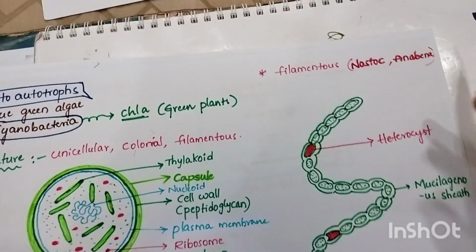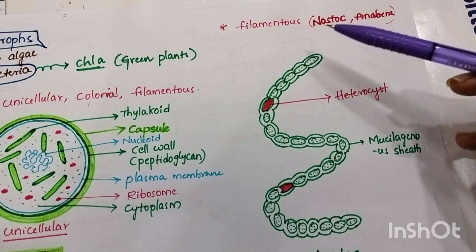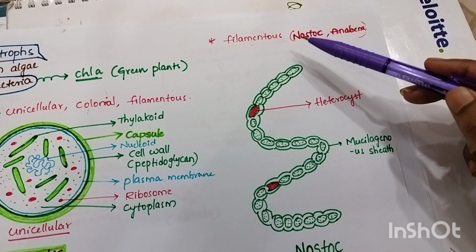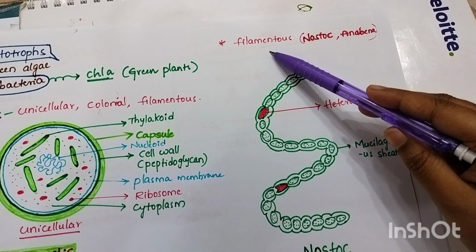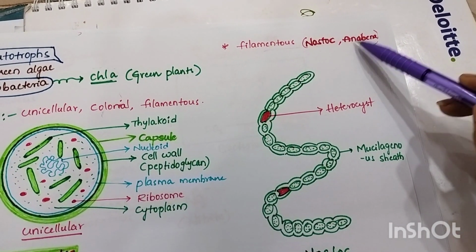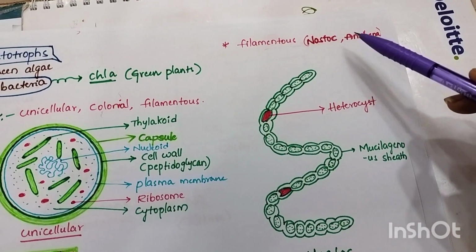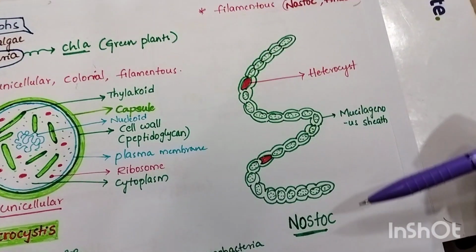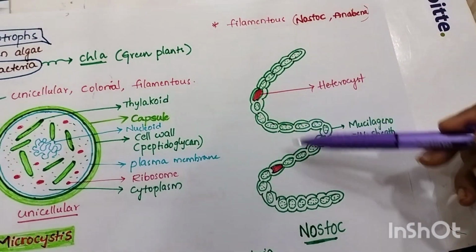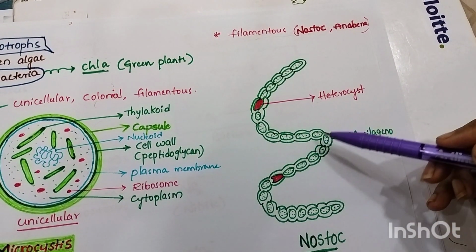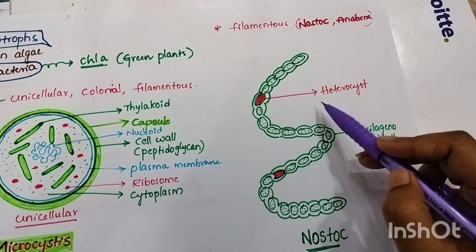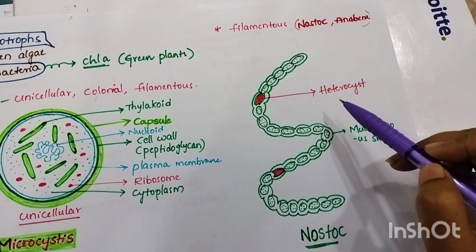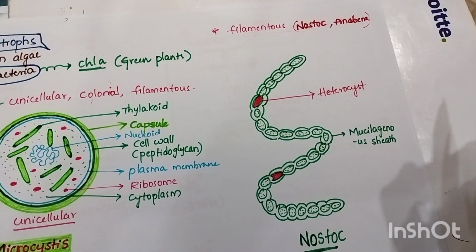cyanobacteria, and some other cyanobacteria may appear filamentous. If you can see here, the examples of the filamentous cyanobacteria are Nostoc and Anabaena. So these two cyanobacteria appear like a filamentous structure. Here I have drawn the Nostoc structure. This Nostoc has this filamentous body, and there is a special structure here called heterocyst. The job of this heterocyst is actually fixing of nitrogen.